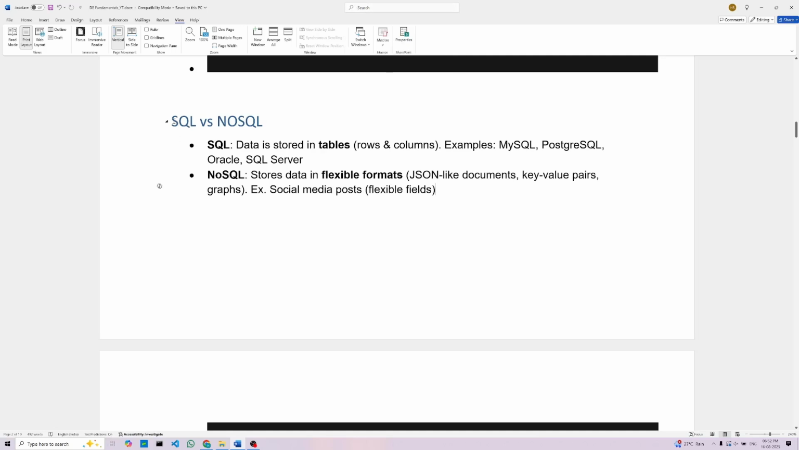Now SQL and NoSQL, it is very simple. Just remember SQL is table format, NoSQL is flexible format. Okay, so table, you know, rows and columns, and in NoSQL we'll use JSON-like documents, key value pairs, graphs, etc.